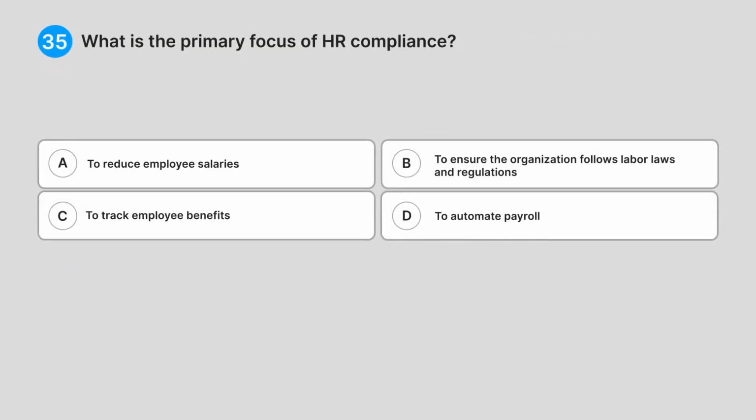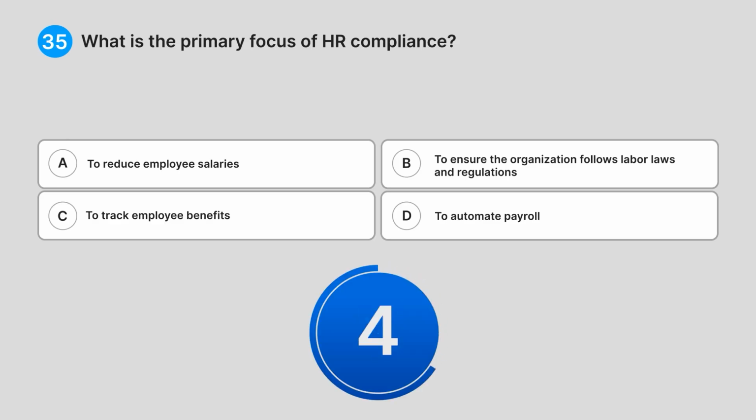35. What is the primary focus of HR compliance? A, to reduce employee salaries. B, to ensure the organisation follows labour laws and regulations. C, to track employee benefits. D, to automate payroll. Do you know the answer?